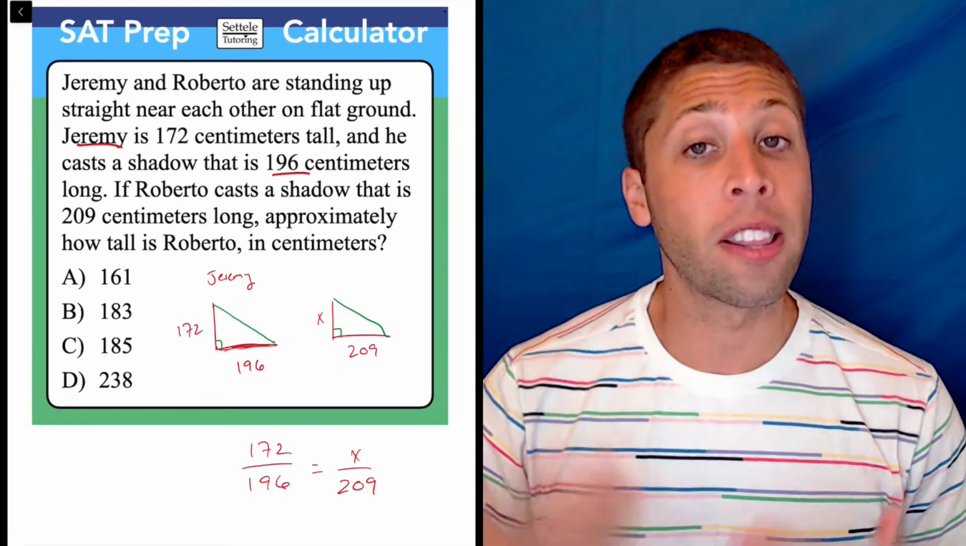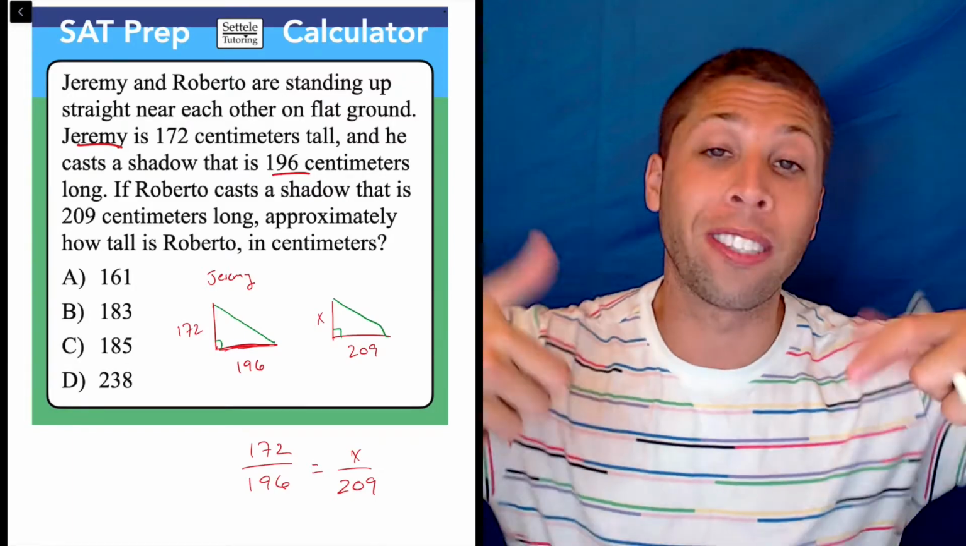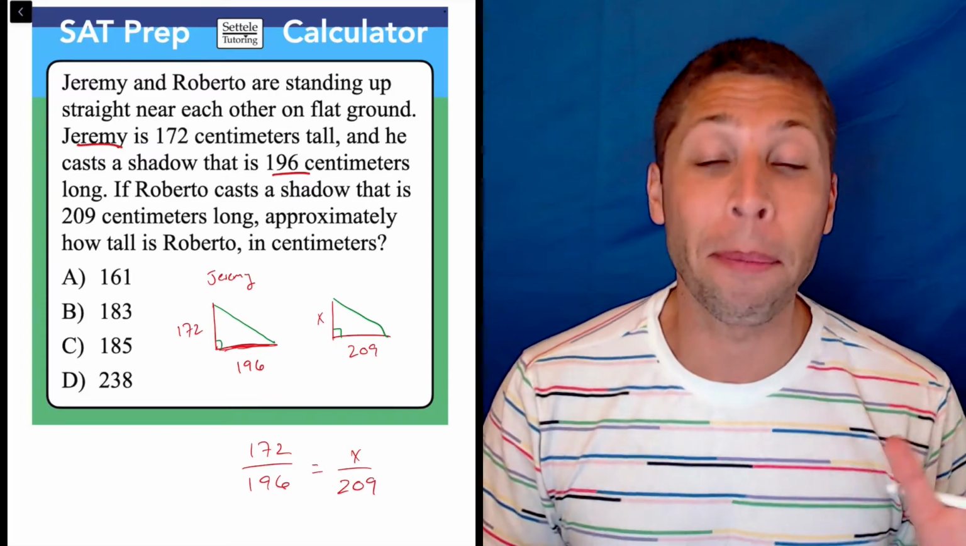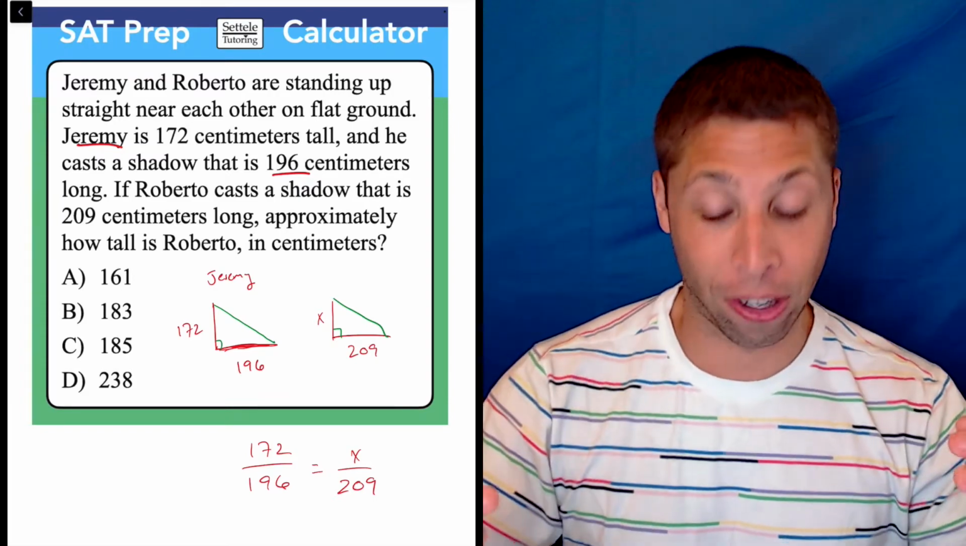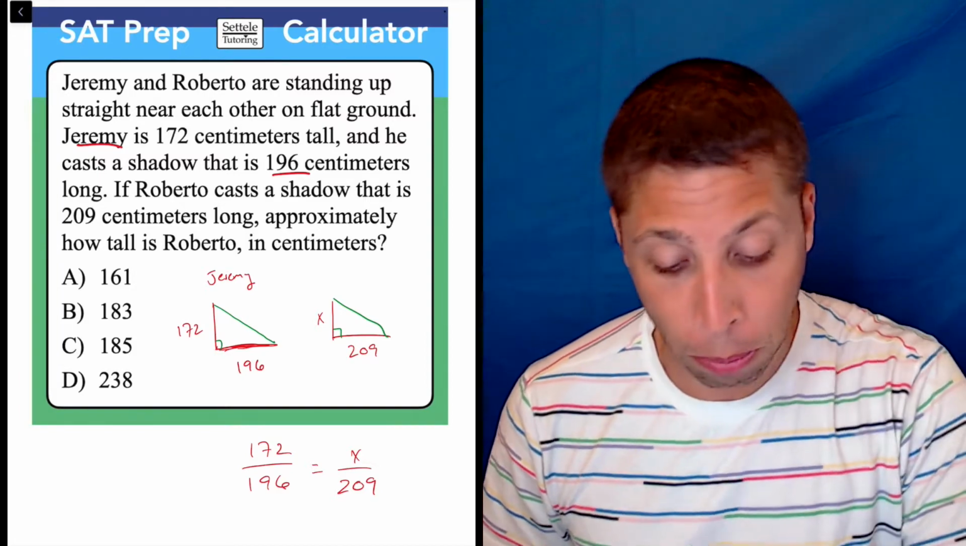If you set this up so that the X is on the bottom, that's okay. You can do that as long as, to match it, the 172 is on the bottom on the other side. Basically, you want to keep the same units or the same type of thing on the same part of the fraction. Once we have this, thankfully we have a calculator so that we can actually just cross multiply and divide.